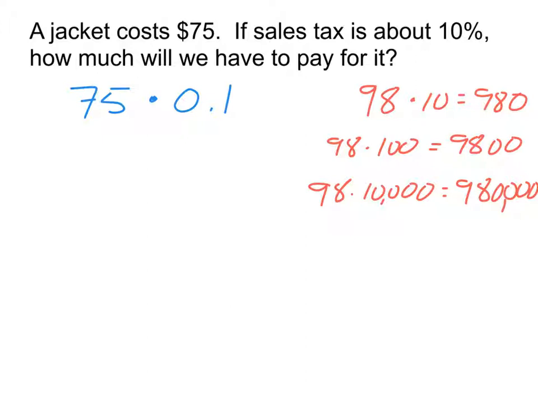Now, let's go the other way. What if I do 98 times 0.1? It has the opposite effect, where multiplying by 10 basically took the decimal and moved it over one place. Multiplying by 100 took that decimal after the 8 and moved it over 2 places. We can do the same thing here, except when you multiply by something less than 1, it moves the decimal the other direction. And so this is actually going to equal 9.8.